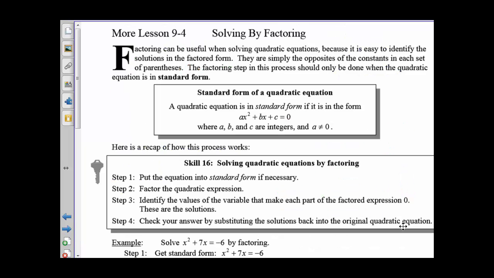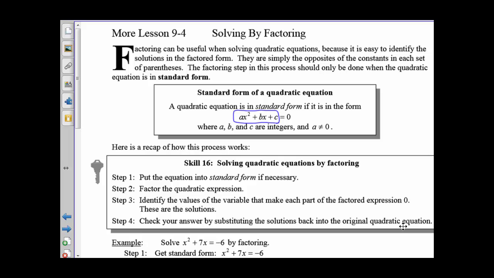Next page. All right, we're going to do some more lesson 9.4. We're going to solve by factoring. We're going to take what we just worked on, where we had the factors and set them equal to 0, and go back a step. What if we have ax squared plus bx plus c equal to 0? Now we're going to have to try and factor that and then go back to what we just did on the last page, setting those factors equal to 0.